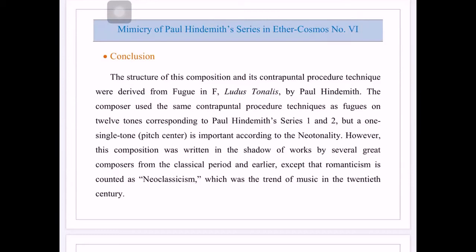However, this composition was written in the shadow of works by several composers from the Classical period and earlier, except for Romanticism, which is called neoclassicism, which was the trend of music in the 20th century.